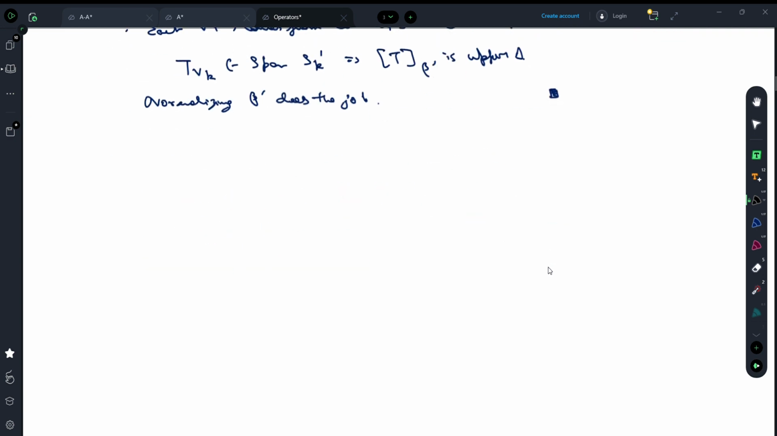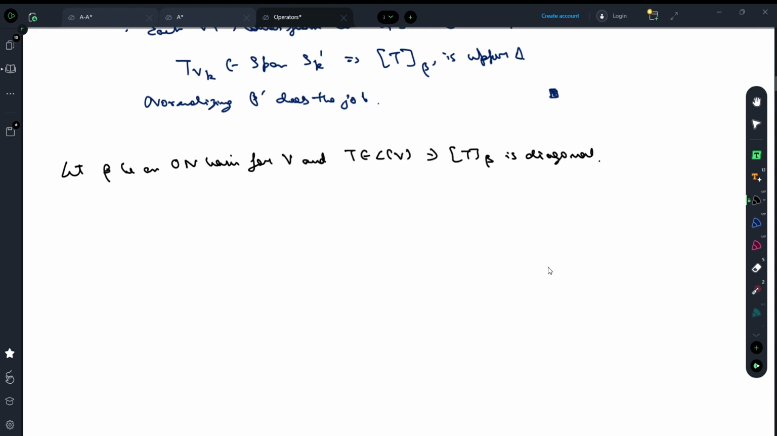To get into the concepts of diagonalizability in terms of orthonormal basis, let us first see a very important observation. Suppose I consider a linear operator on a finite dimensional inner product space V such that it is diagonal with respect to some orthonormal basis. Let beta be an orthonormal basis for V, and T is a linear operator on V such that the matrix of T with respect to beta is diagonal.